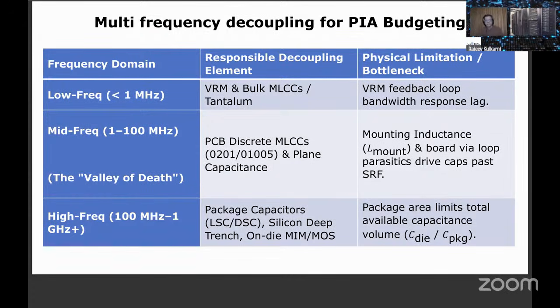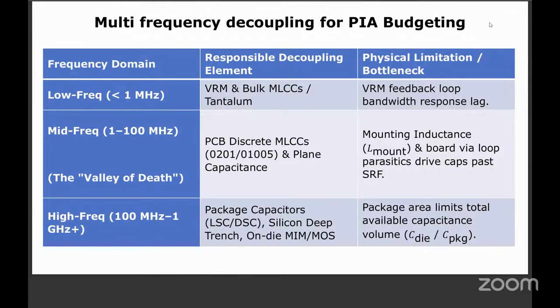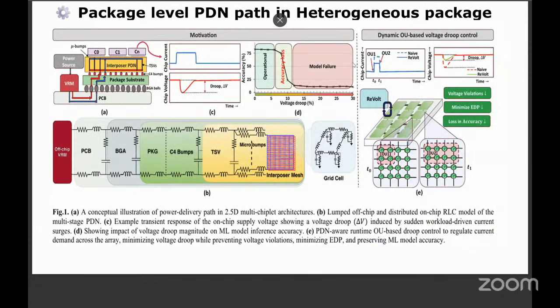But let's take the challenge you are facing. Next page, please. This is produced by Georgia Tech, by Madhavan Swaminathan's group. They gave a package level PDN for a heterogeneous package. We are talking of a 2D package, not even 3D. It's a very low level packaging.